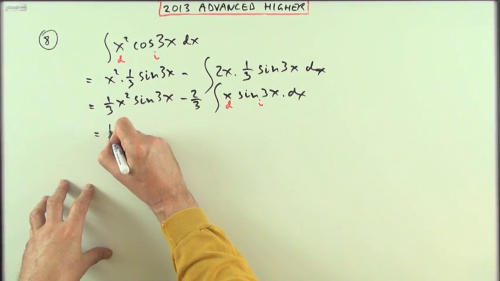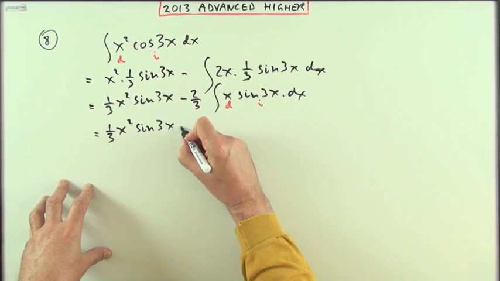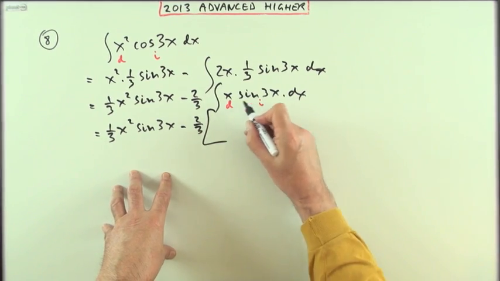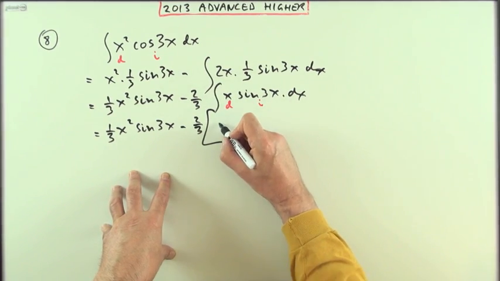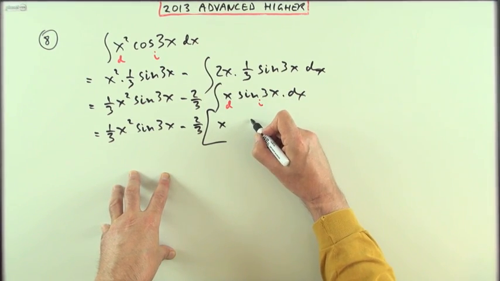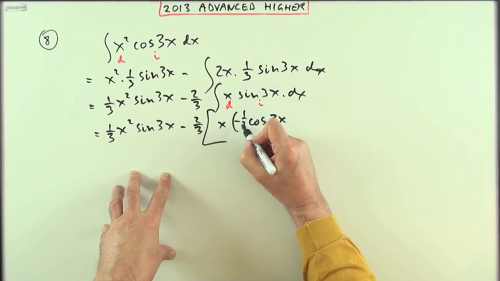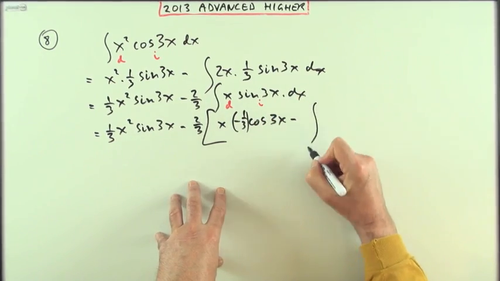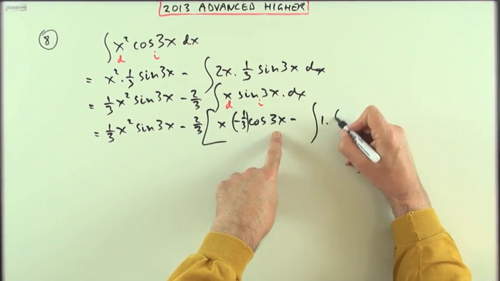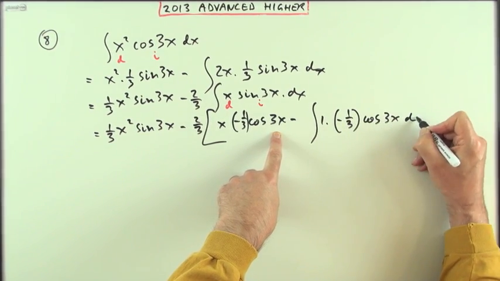Well, copy this down. I've got 1/3 of x squared sine 3x minus 2/3 of, now, same process. So I'm going to integrate first. The x will wait while sine unfortunately goes back to a negative cos. And also divided by that 3, so it'll be negative 1/3 of that cos, minus the integral of, now the x can go down to a 1, and this just carries through with its negative 1/3 cos 3x dx.